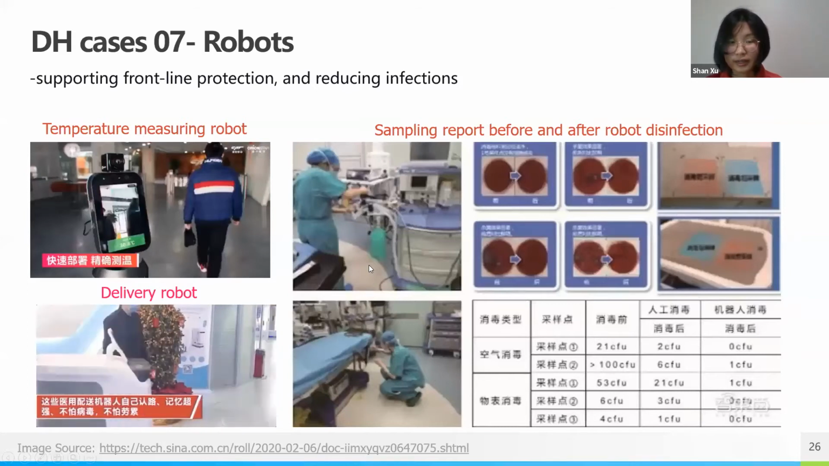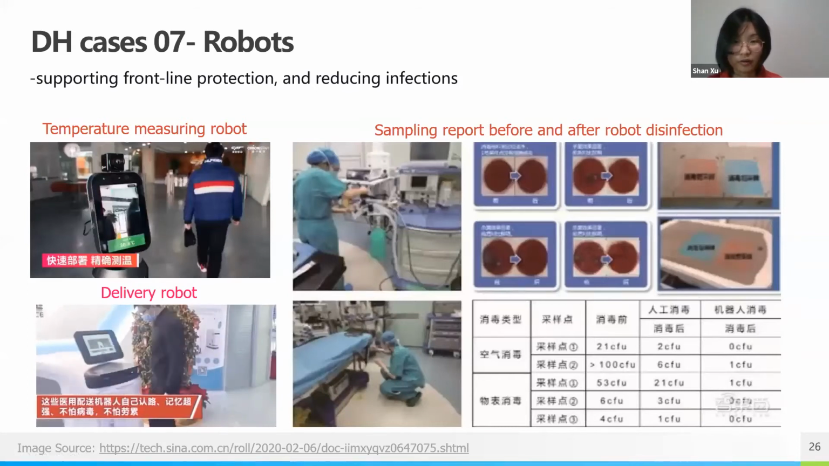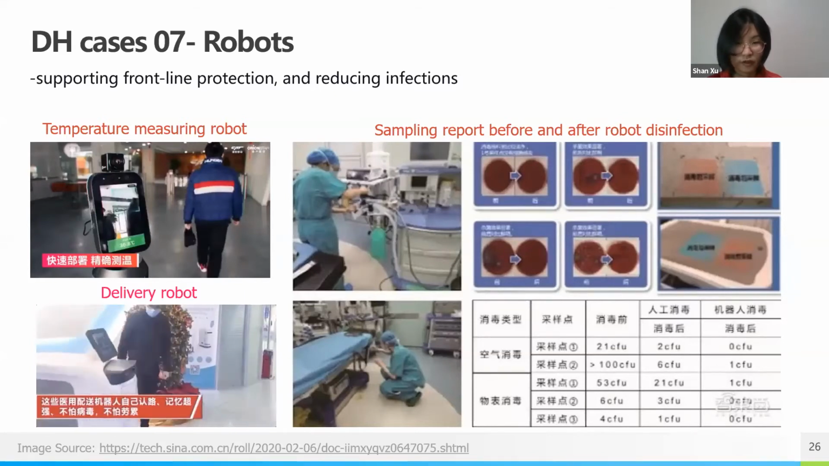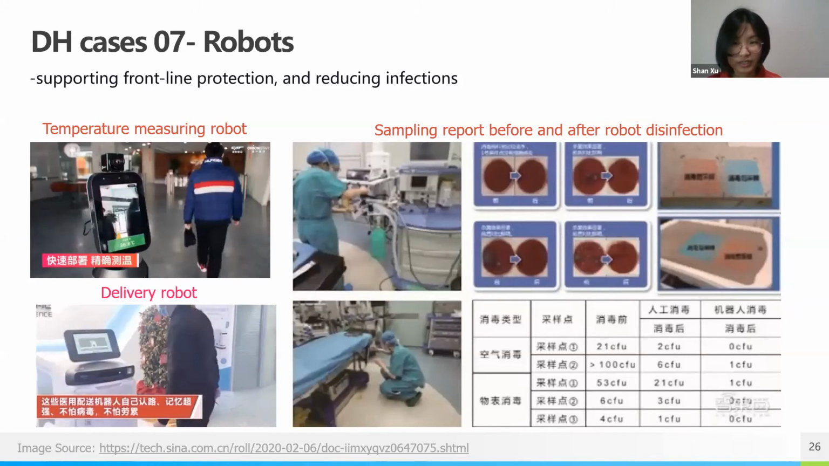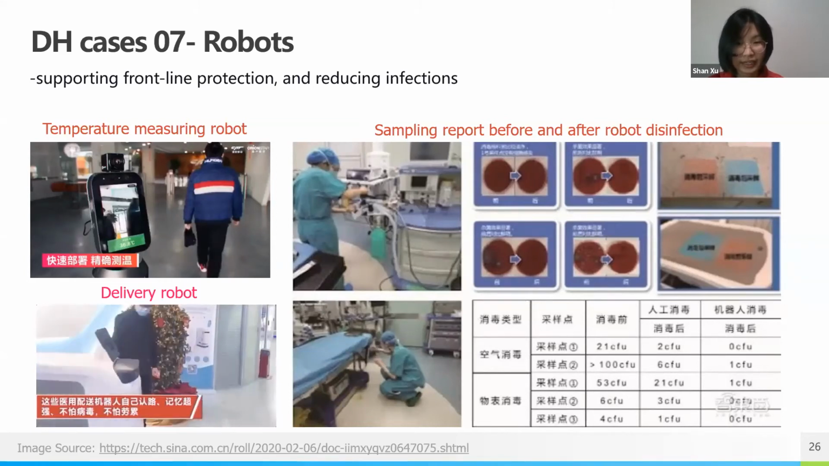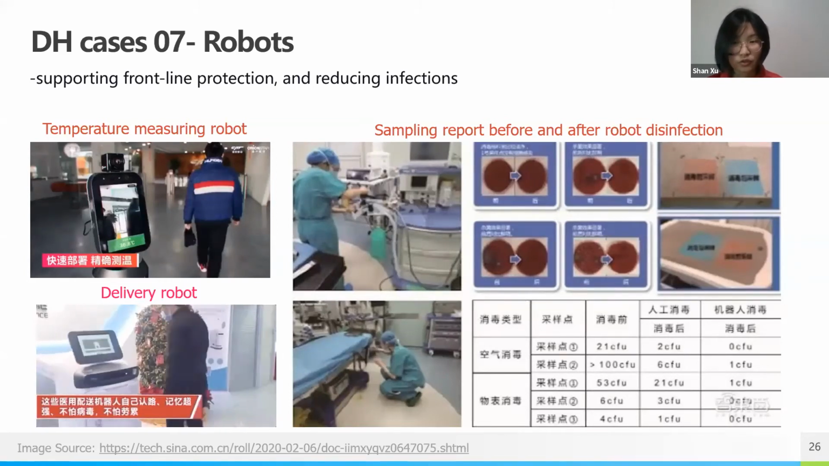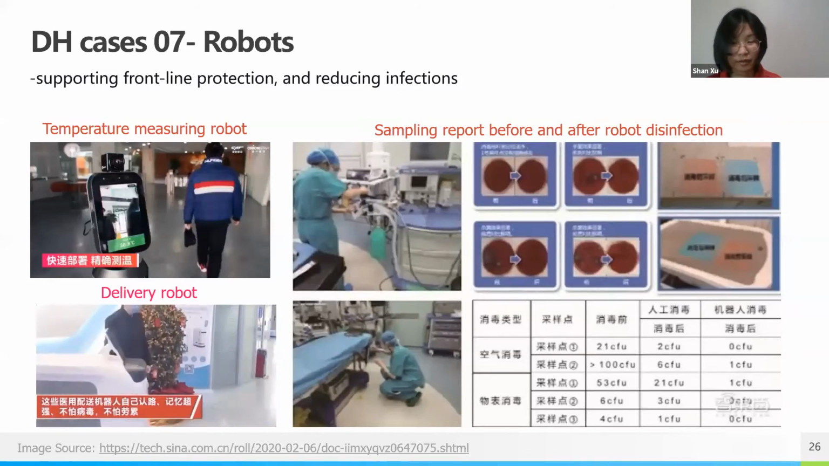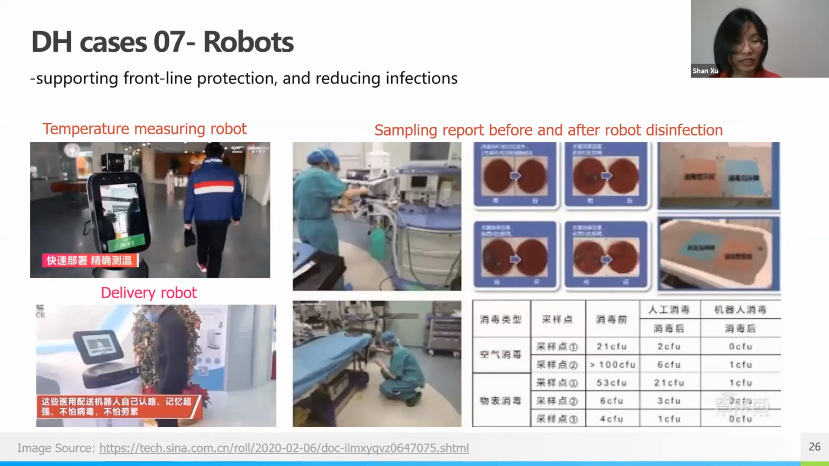Actually, there are also other kinds of robot examples, for example temperature measuring, disinfection, and delivery robots in different shapes, developed by different countries. We can also see applications of robots in our daily life before the outbreak. But during this very special period, the role of robots has been greatly amplified and also recognized by the public.